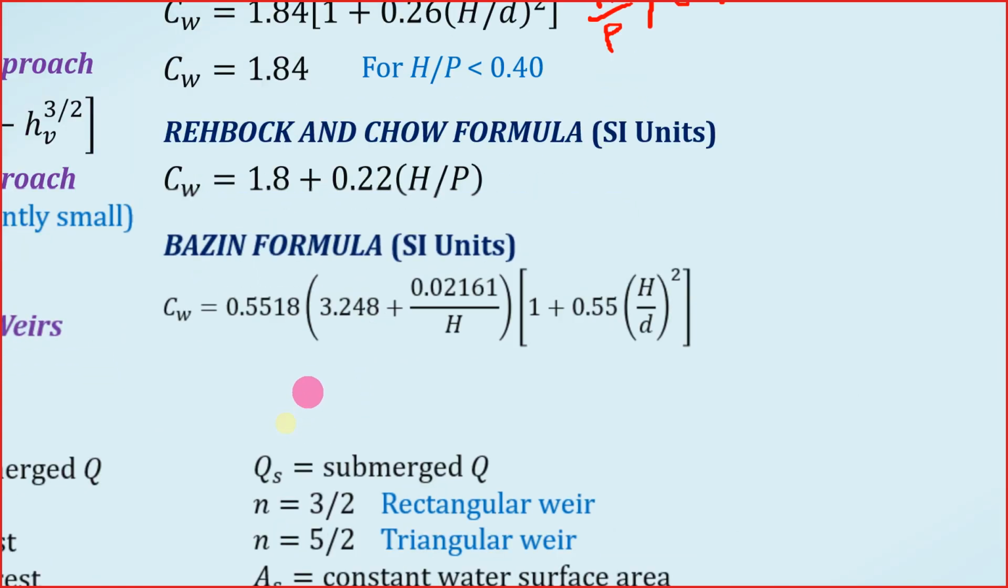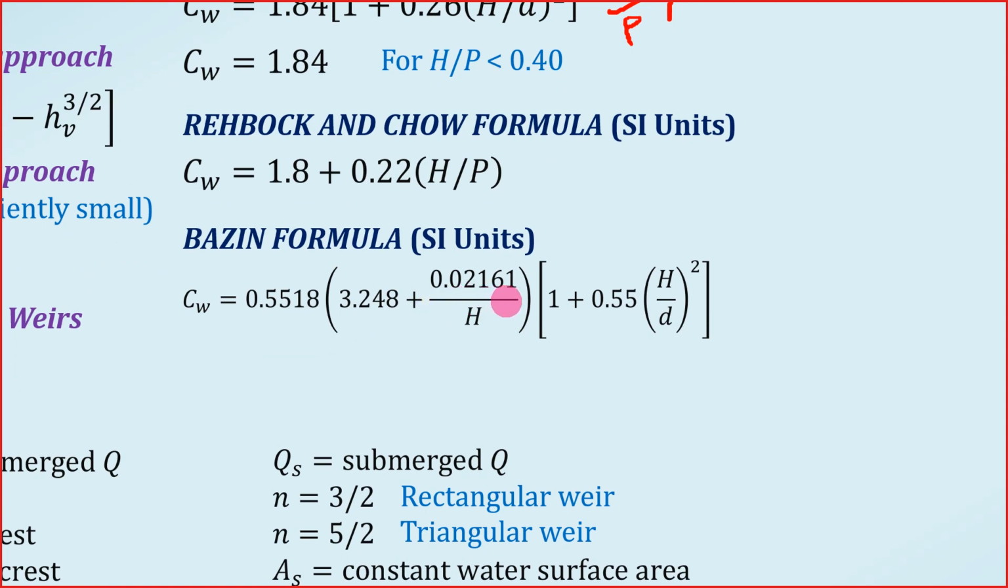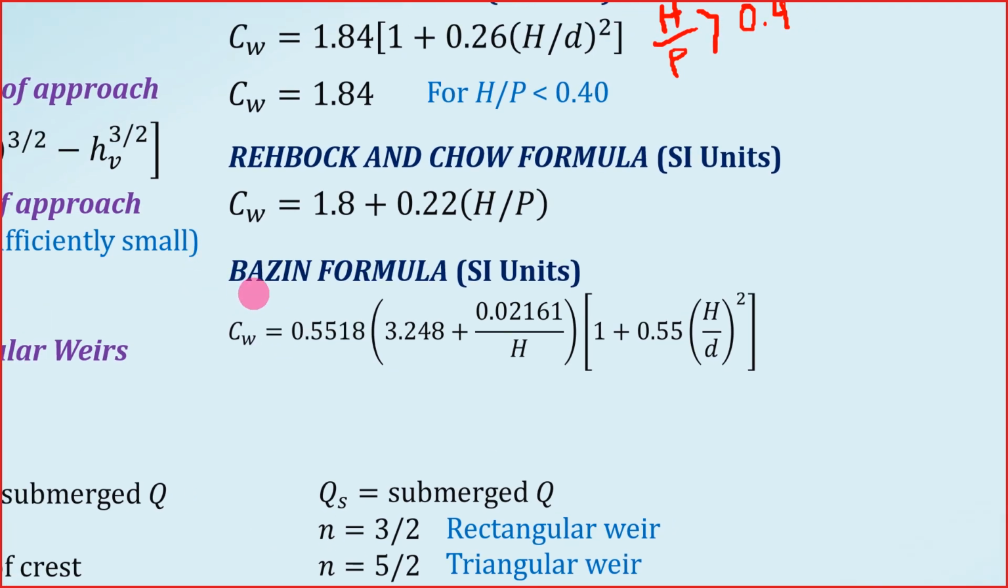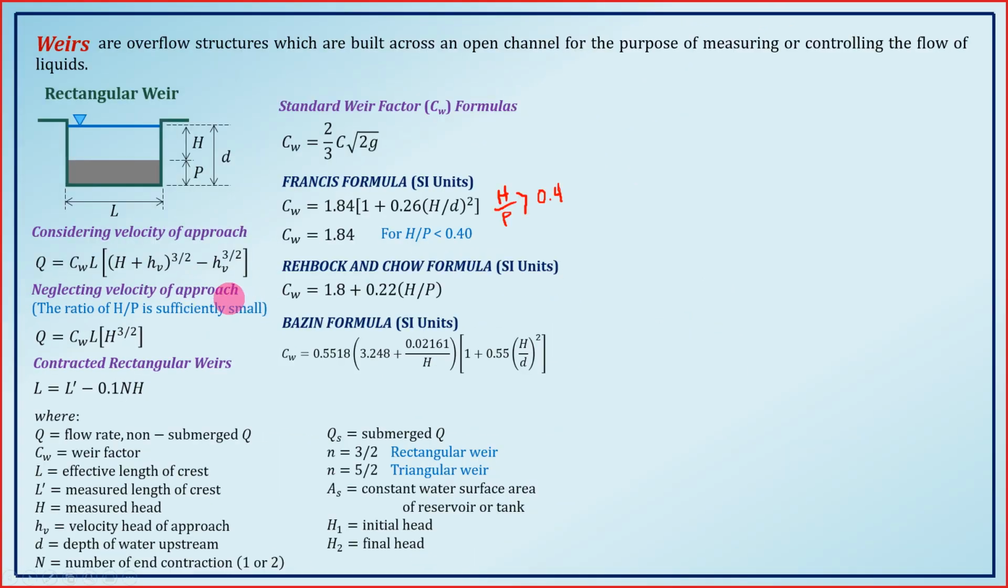Nabigyan natin ng zoom. 0.5518 multiply to 3.248 plus 0.02161 divided by H times 1 plus 0.55 H over D squared. So that is the Bazin formula for Weir factor. Ayan, dami no? Daming equation for the Weir. Ayan, yan yung sa rectangular Weir natin.